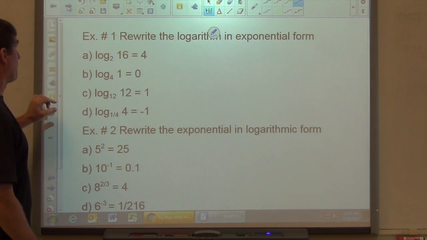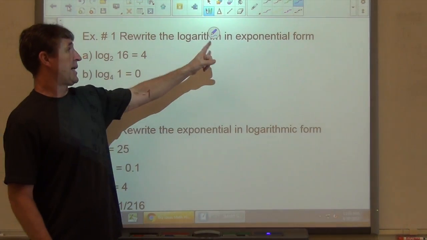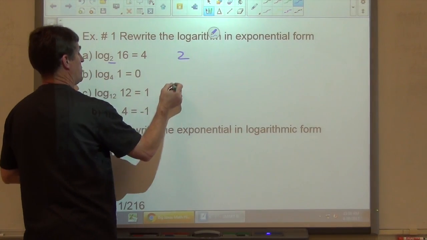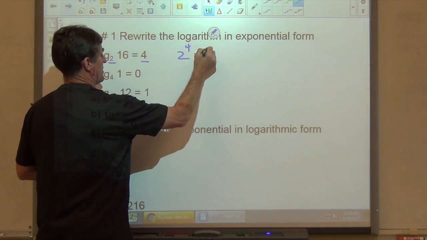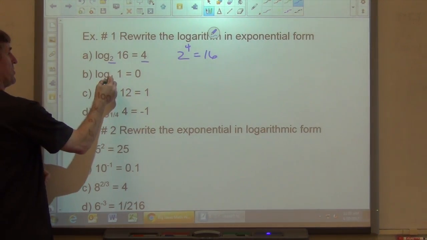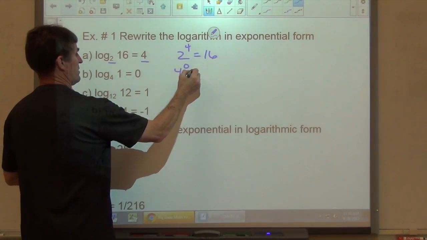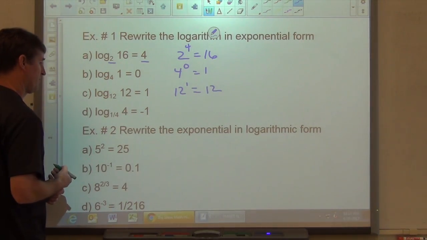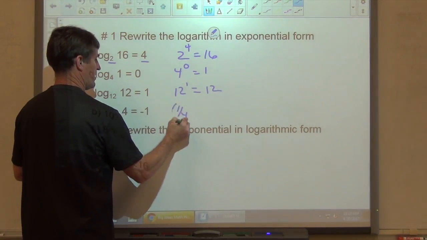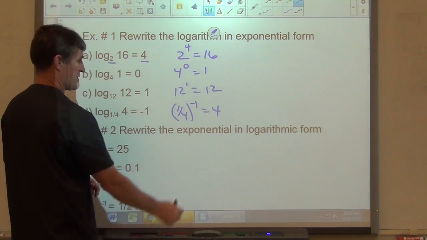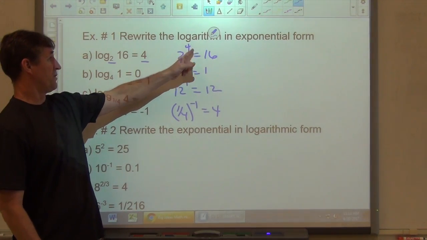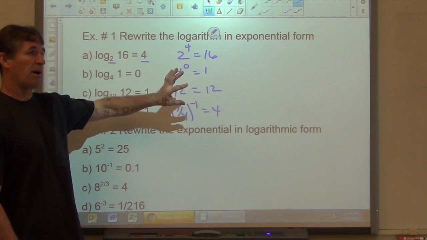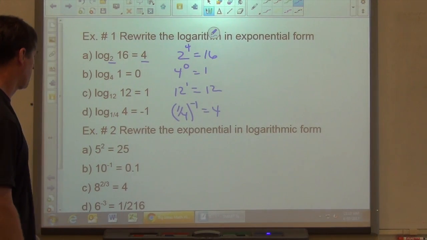So, the first thing we're going to ask you to do is to rewrite the logarithm in exponential form. So it's pretty easy if we remember our rules. This is our base, 2, this is our exponent, 4, and our answer, 16. So 4 to the 0 power equals 1. 12 to the first power equals 12. And 1/4 to the negative 1 power equals 4. If we check these, we know that 2 to the 4th is 16. Anything to the 0 power is 1. Anything to the first power is itself. And remember, a negative power flips it over, so it becomes 4 over 1, which is 4.